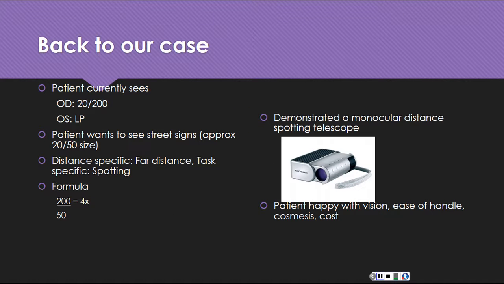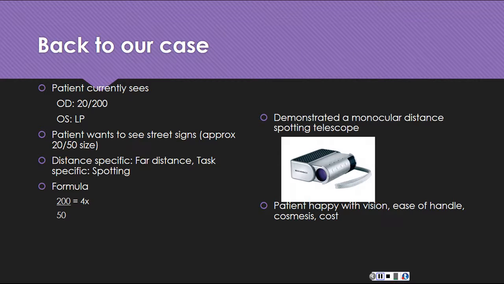So to finalize, back to our case that we looked at initially, we had our patient who came in seeing 20/200, and their goal was to see a street sign far, far away. What we assigned to that type of task was a 20/50, and that's pretty universal. What we would do is we'd realize for distance and for spotting, probably the best type of device for that would be a handheld telescope, and we'll talk about telescopes as we go forward.